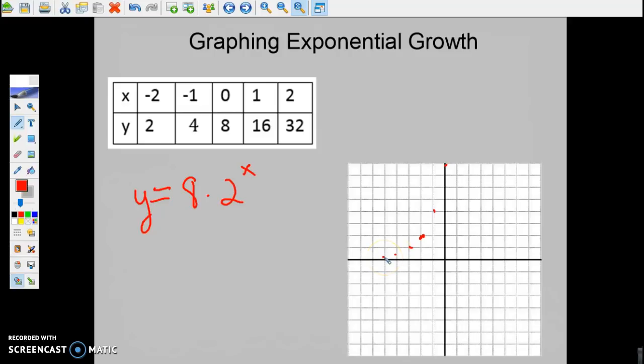Now, can you cut a number in half and ever get 0? No. So what you need to know here is this is going to get as close as it possibly can to the x-axis, but it will never touch the x-axis. It's exponential growth because it is getting bigger from left to right. So growth is bigger from left to right. So from here, you're just plotting your points, and you've got your graph.